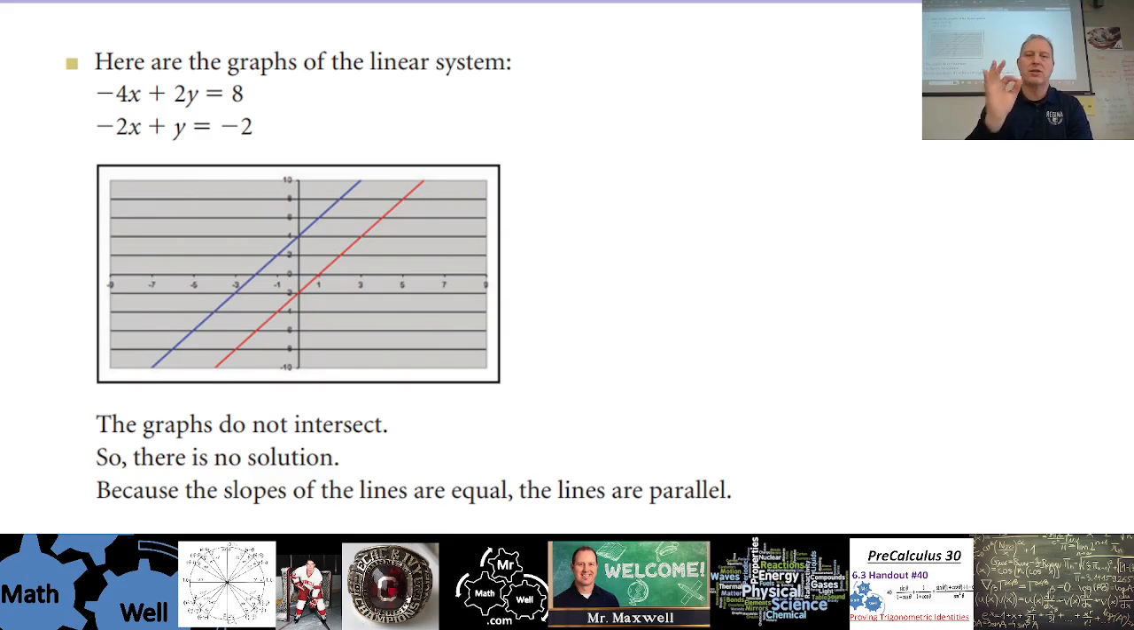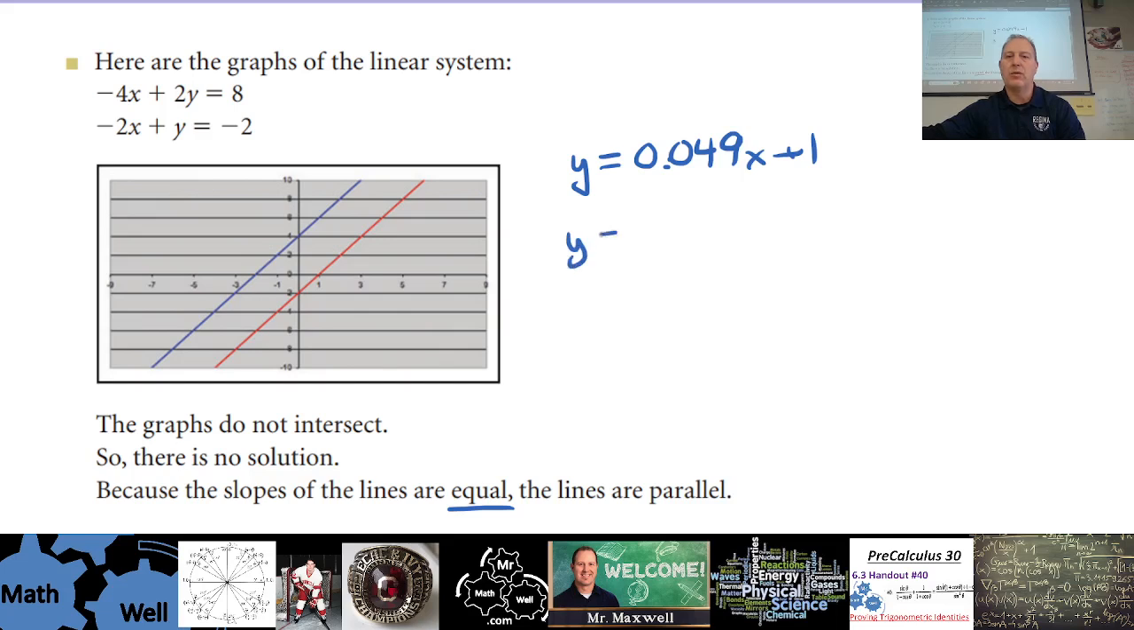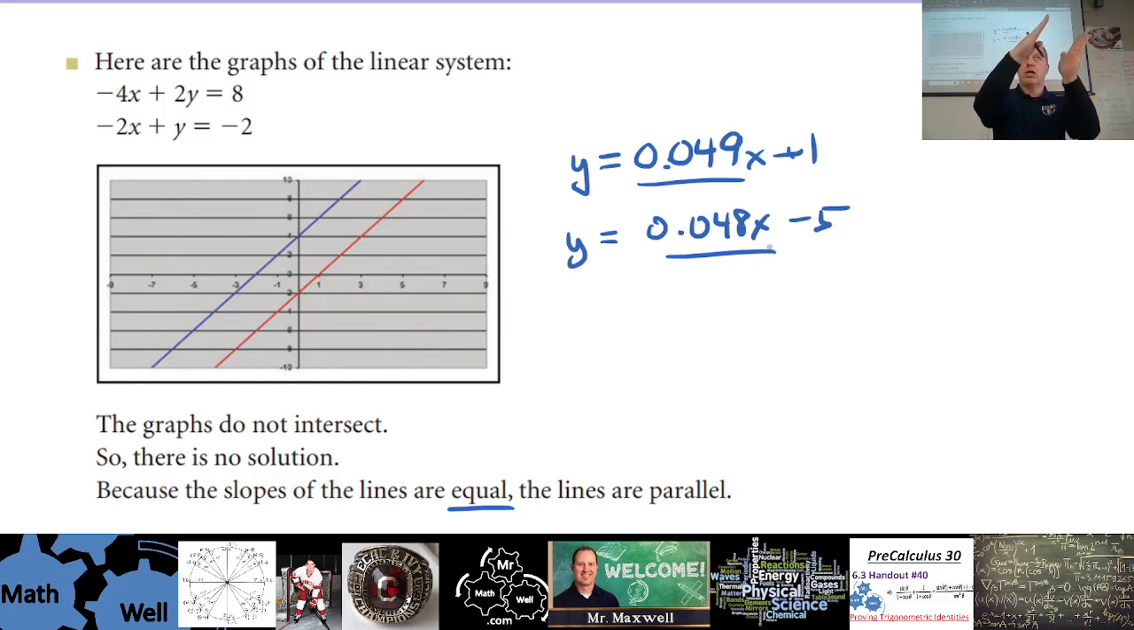If the slopes are identical, okay, the slopes have to be identical. If they're really close, like if you have y equals 0.049x plus 1, and you have y equals 0.048x minus 5, these are different. They're very, very, very close. They're only 1,000th of a unit different. But because they're different, that means that eventually, way in the future, way off the graph, they will meet somewhere, okay? They have to be exactly identical. In this case, if they were exactly identical slopes, they wouldn't intersect.